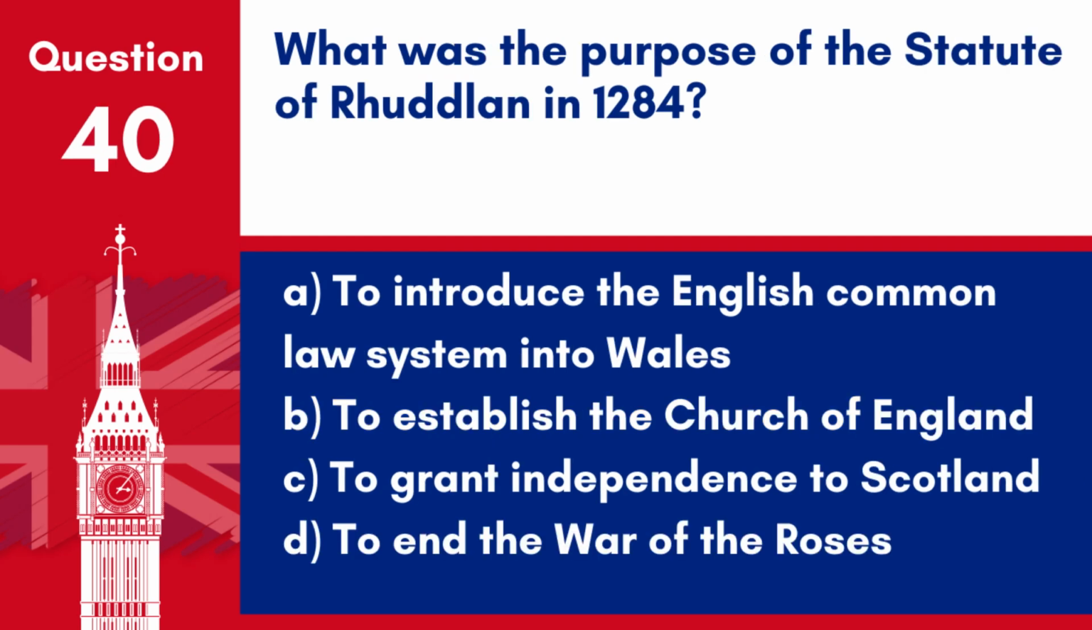Question 40. What was the purpose of the Statute of Hoodlin in 1284? A. To introduce the English common law system into Wales. B. To establish the Church of England. C. To grant independence to Scotland. D. To end the War of the Roses. Answer: A. To introduce the English common law system into Wales.